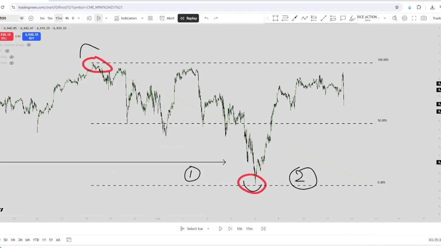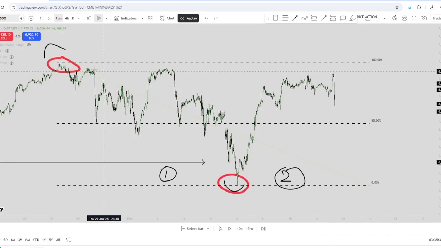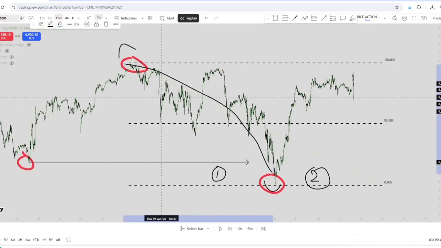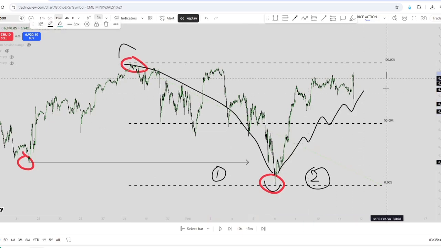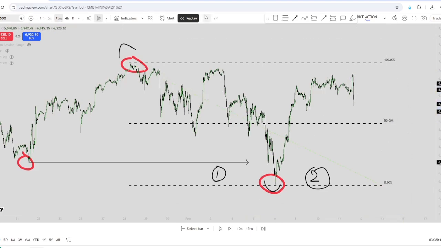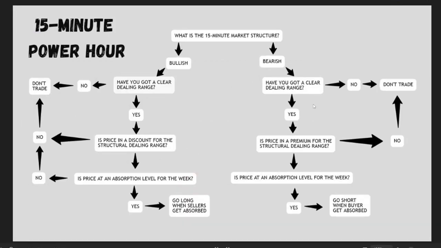Now, step 3 was, is price in a premium? What we can see here is price is giving us structure high, structure low, and we've eventually retested back into the premium, which is above the 50% area. When we're above the 50% area, what this represents to us is that we're in a premium. This is the narrative that you want to be building.